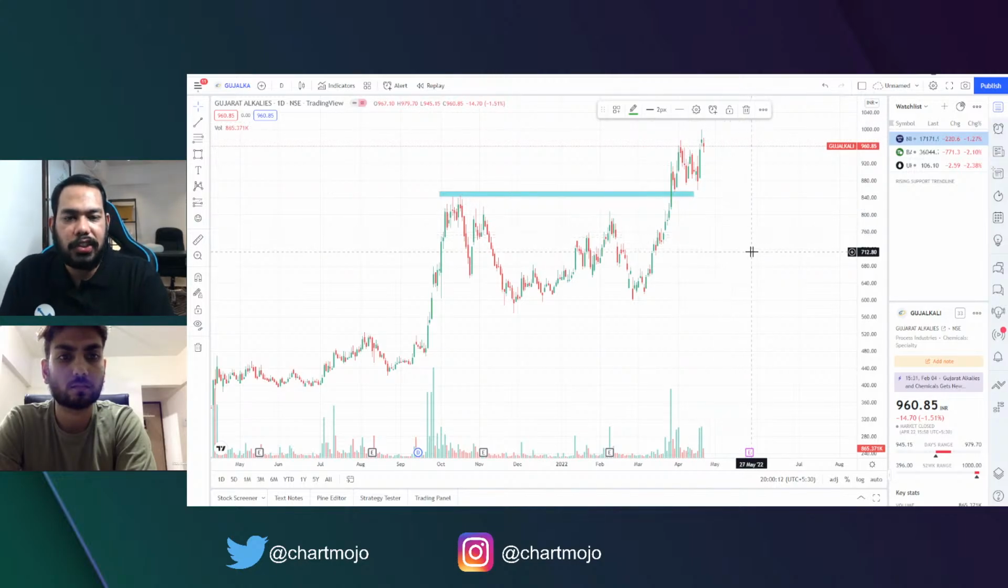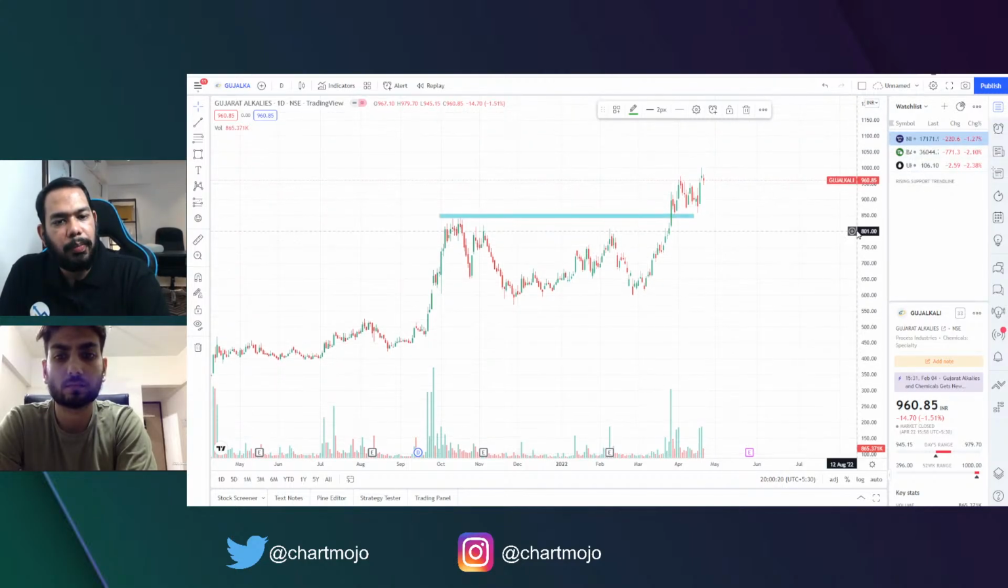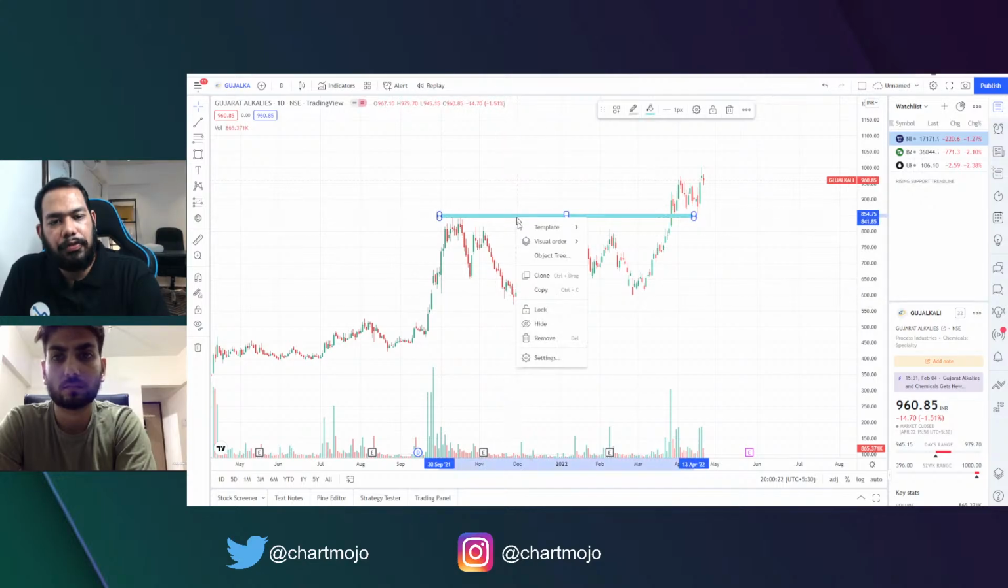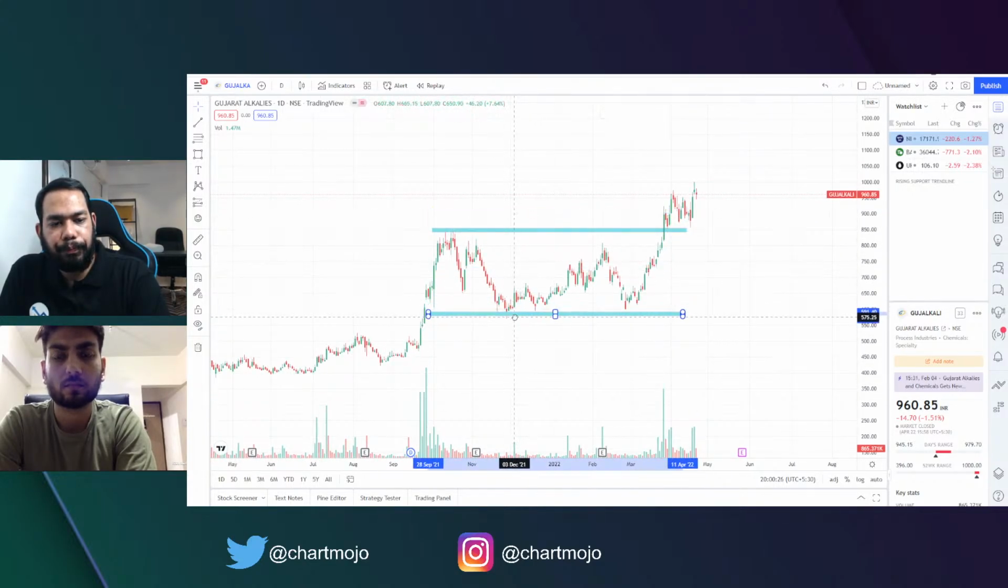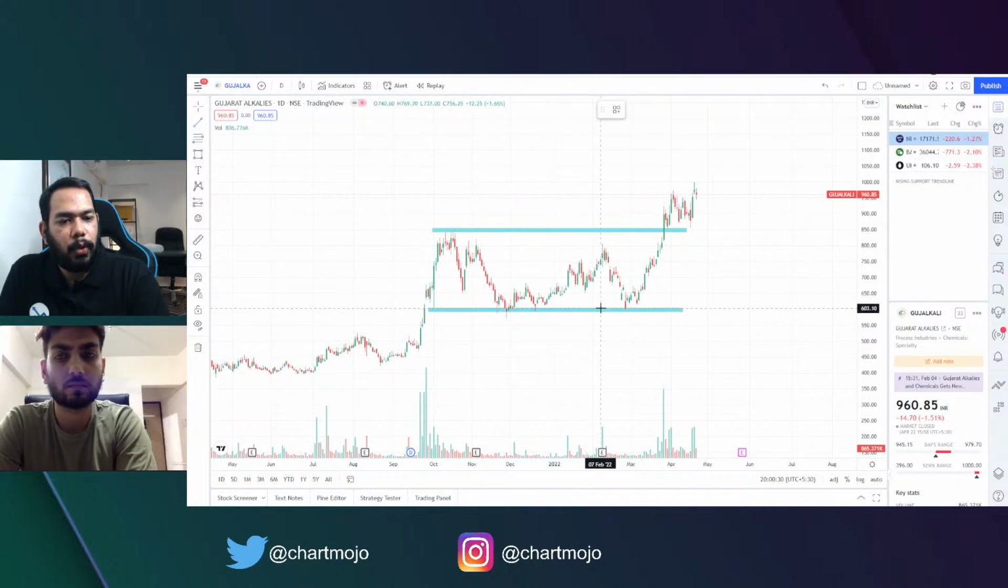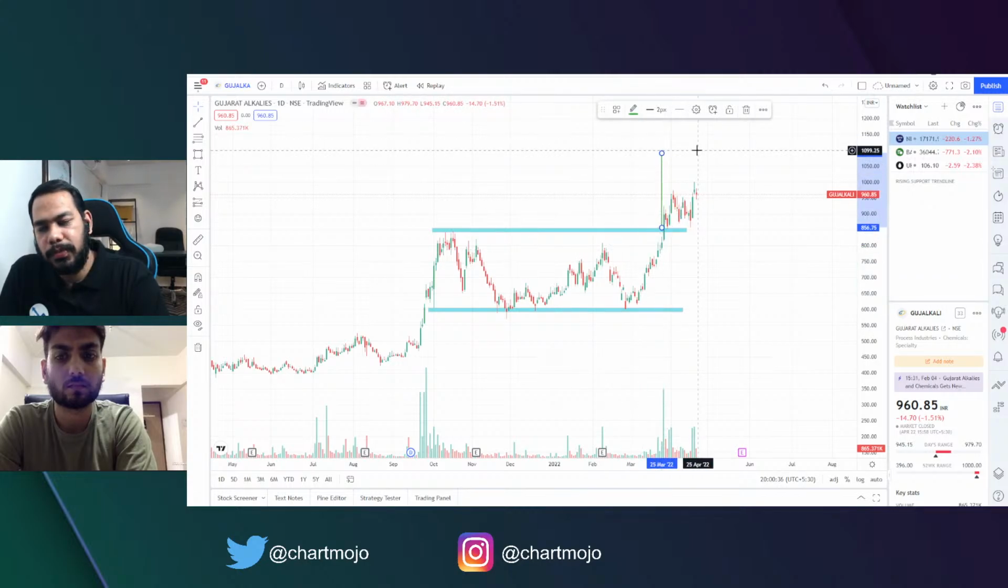But if someone is holding this counter, this is a very good counter. Okay, holding up in the current downfall. Continue. A target in this is simply, you can see a rectangle formation. If you mark this particular support, you can simply add the 10 and plot the target at 1100.